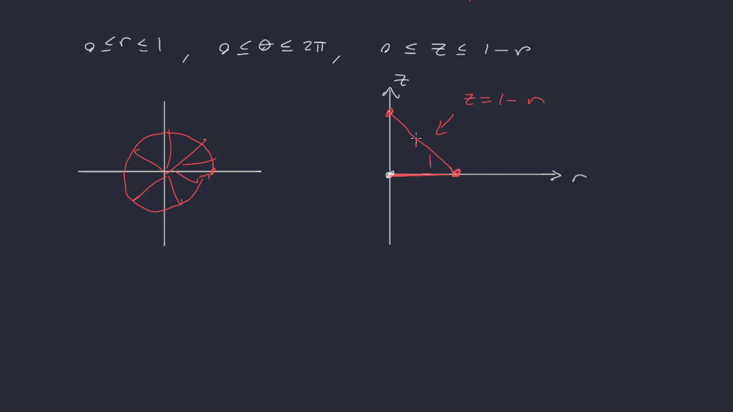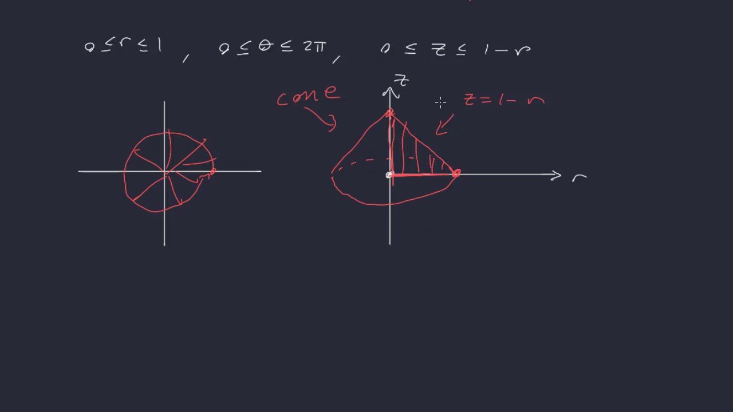So what we have is we've built a triangle. So if z is trapped between 0 and 1 minus r, we've created a triangle. But then what we've done is on the xy plane, we're revolving it. So what we've done is we've created a cone. And then there are so many things we can do with this.